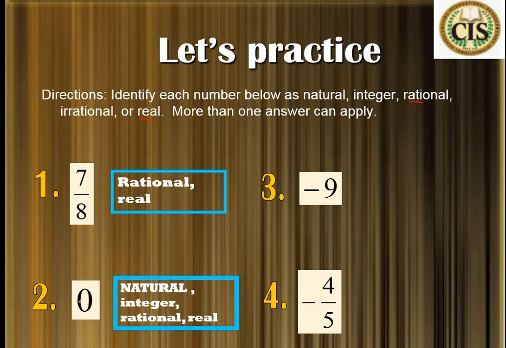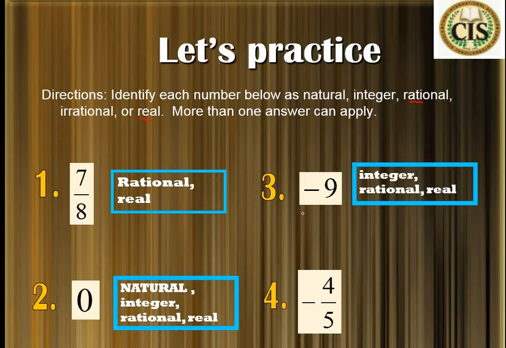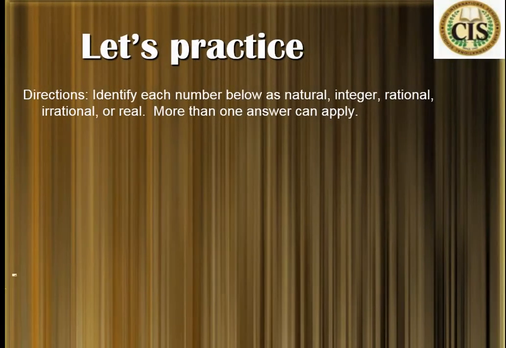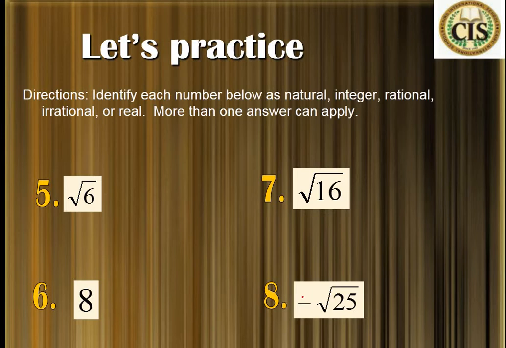0. We can find 0 in natural numbers and integers and rational numbers and real numbers. Negative 9. We can find it in integers and rational and real. Negative 4 over 5 is rational and real. Another example.